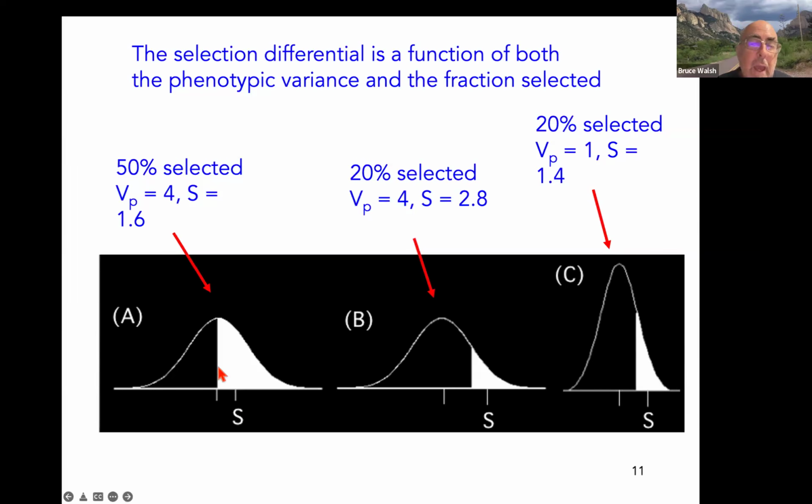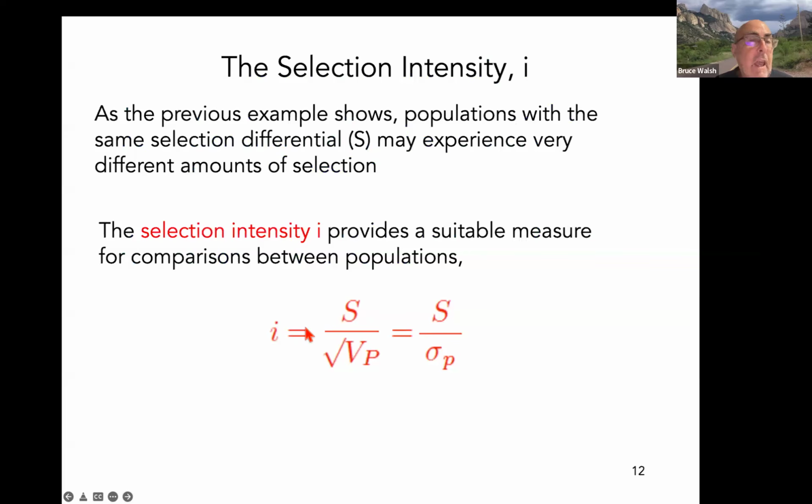So for example, S down here, well, if I divide that by the square root of 4, S is 1.6 divided by 2 phenotypic standard deviations above the mean. If I take 2.8 divided by the square root of 4, I get 1.4. I take 1 divided by the square root of 1, I get 1. If I express this in terms of phenotypic standard deviations, B and C have the same response, and it's bigger than A. And we call that notion the selection intensity.